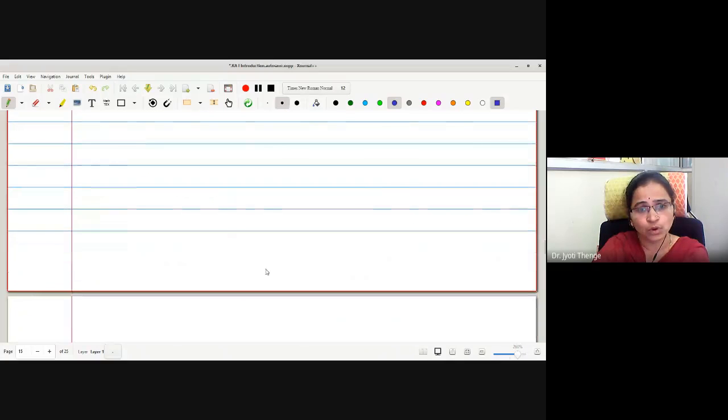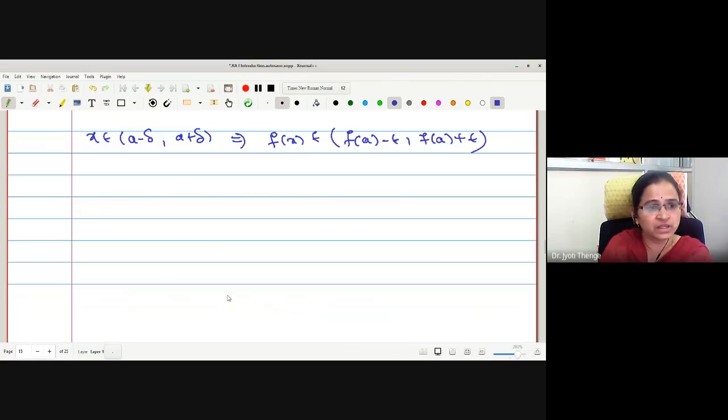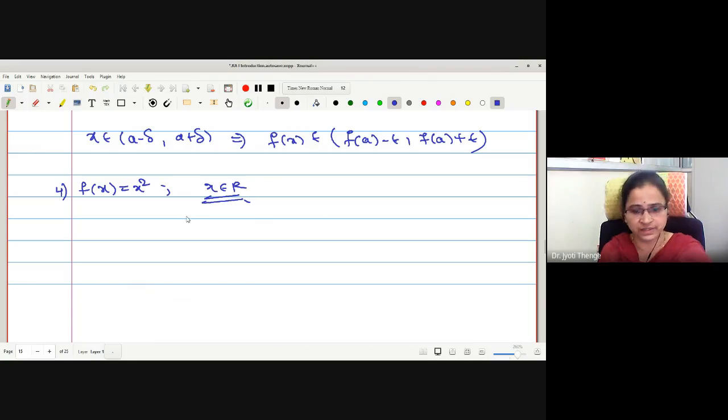Okay, can anyone tell me the nature of the function f of x equal to x square, and is it continuous on x in R? Simple examples I am considering so that your concept will get clear. Yes, is this function continuous? How is the graph of the function? Can anyone tell me?